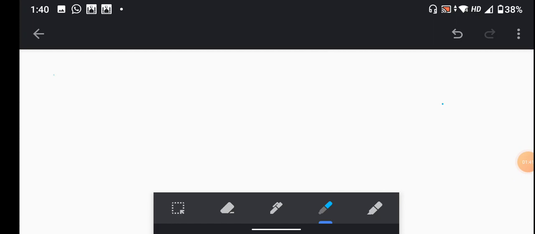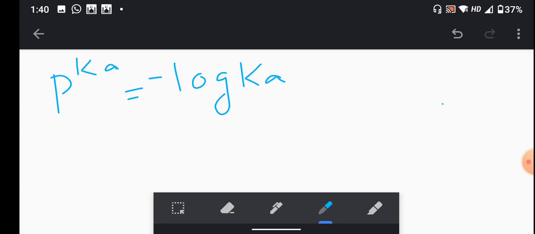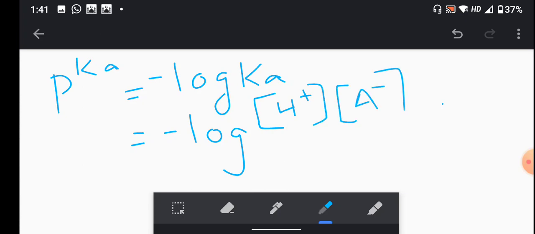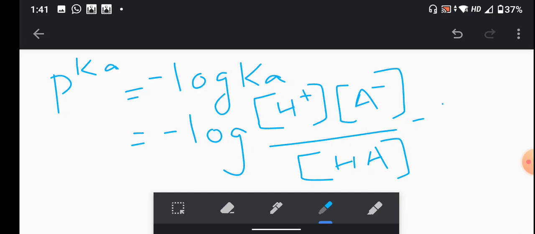So, pKa equals negative log of Ka. Here, that is equal to negative log of H plus into A minus divided by the concentration of HA, which is equal to, just invert it, log of the concentration of HA divided by the concentration of H plus into the concentration of A minus.